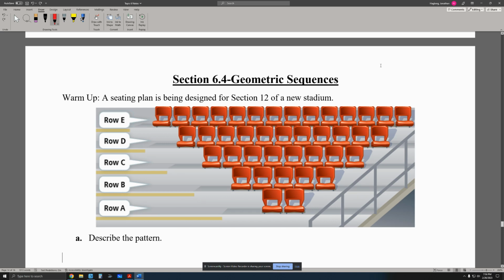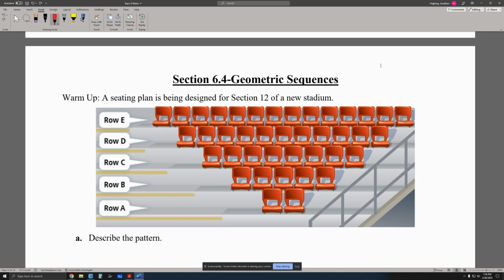Hi everyone. Today we're going to be looking at 6.4, which is on geometric sequences. Now we just finished up 3.4, arithmetic sequences. Geometric sequences is just another type of sequence that we're going to be looking at in this unit. I want to start with this warm-up.